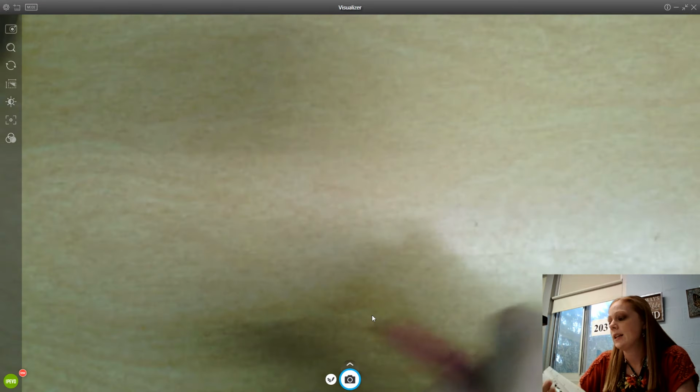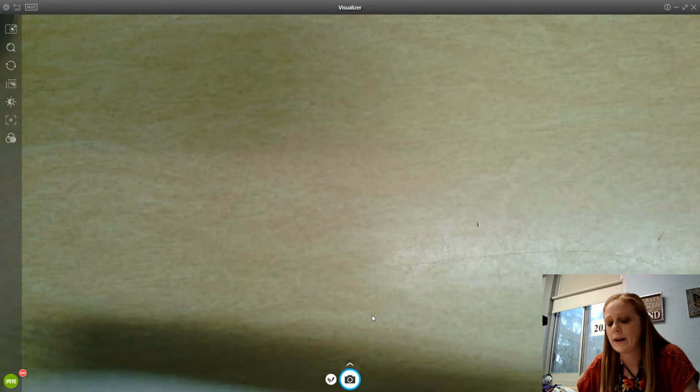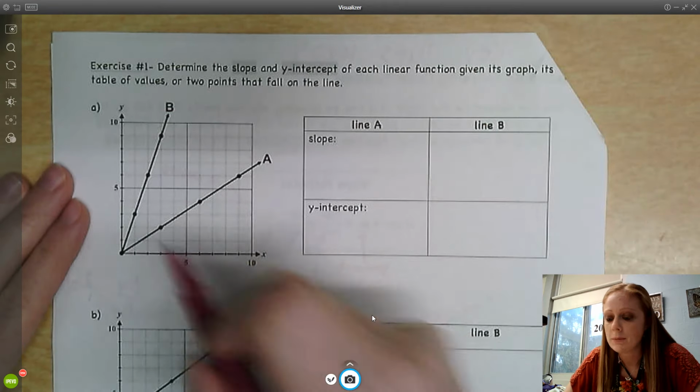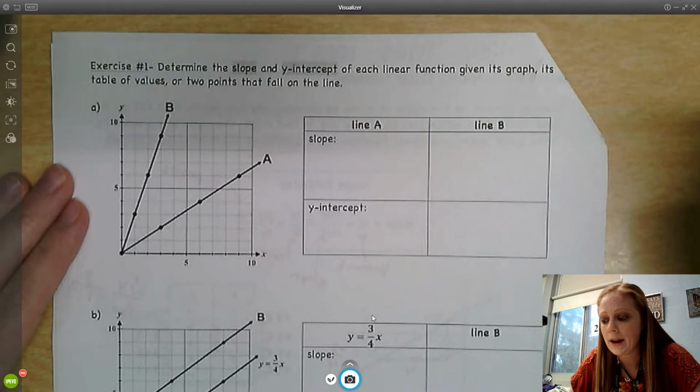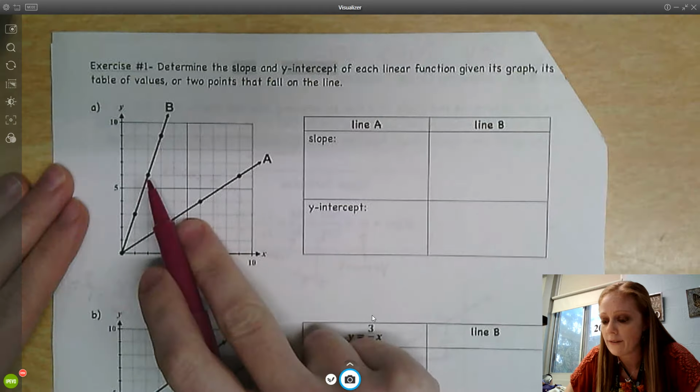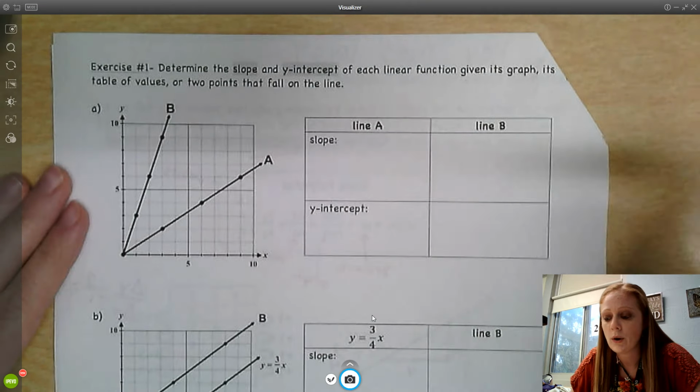Now today's lesson is comparing slope and y-intercept. So first you have to find the slope and y-intercept of each of these lines, and then we're going to compare it. Determine the slope and y-intercept of each linear function given its graph, its table of values, or 2 points that fall on a line.